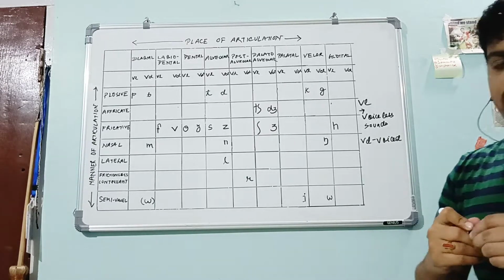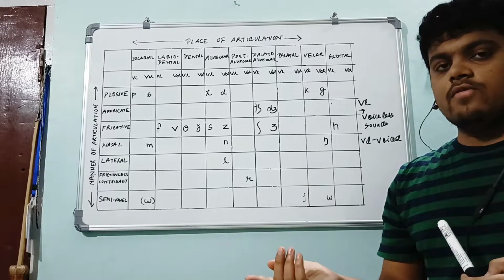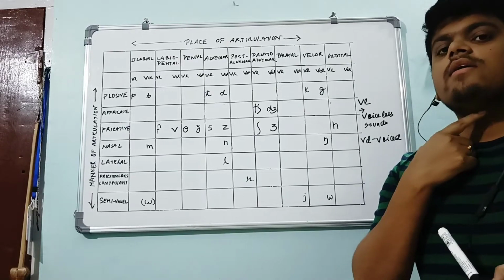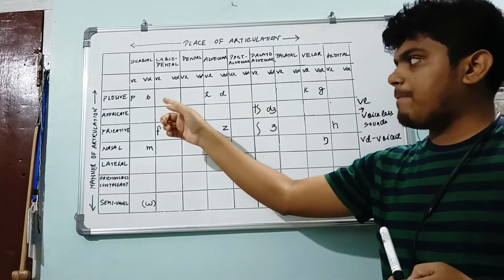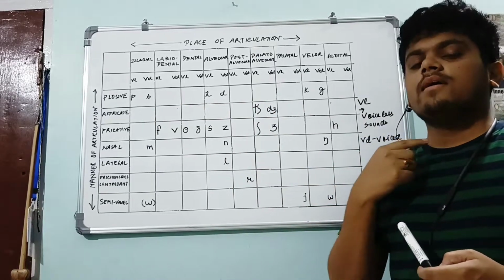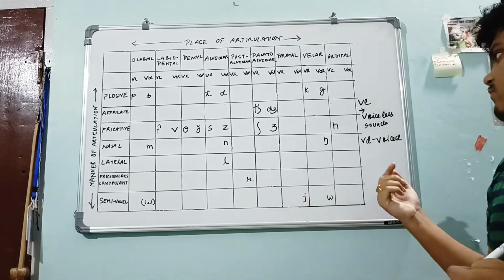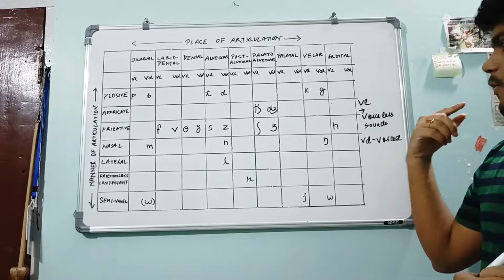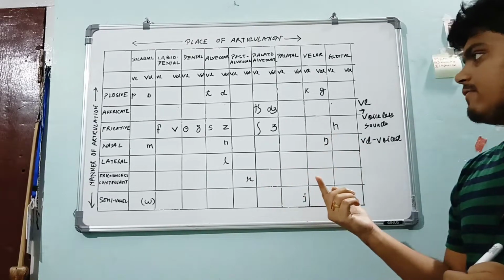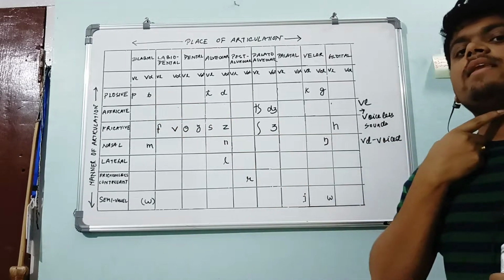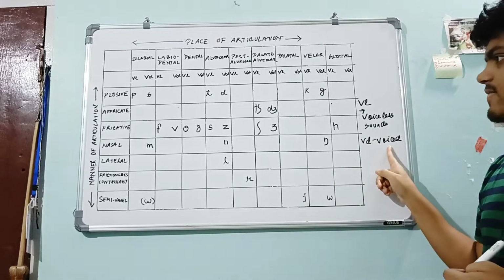Voiceless consonants are those consonant sounds where, when they are produced, the vocal cord, if you touch here, does not vibrate. If you try to say pa, pa, pa, the vocal cord does not vibrate. That's why these are known as voiceless consonant sounds. But voiced sounds are those where the vocal cord tends to vibrate. If you produce ba, then the vocal cord will vibrate. So these are called voiced sounds.